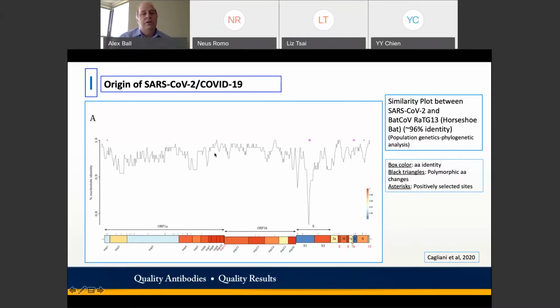But what you'll notice is that overall, though the similarity is very, very high, there is a great deal of variability in the S1 region of the spike protein. And this, as we'll see, lines up with the location of the receptor binding domain, and specifically the receptor binding motif.